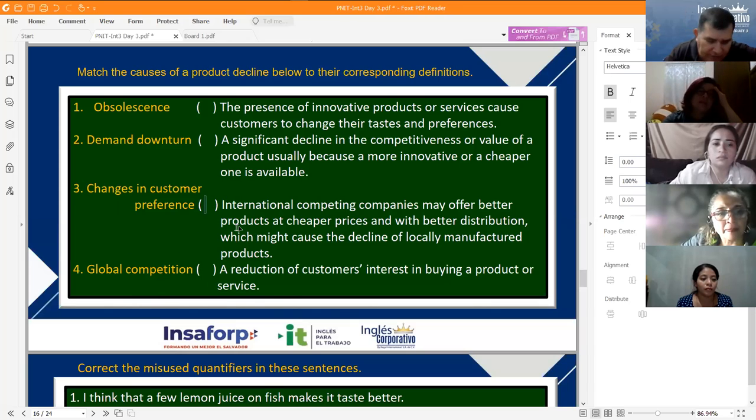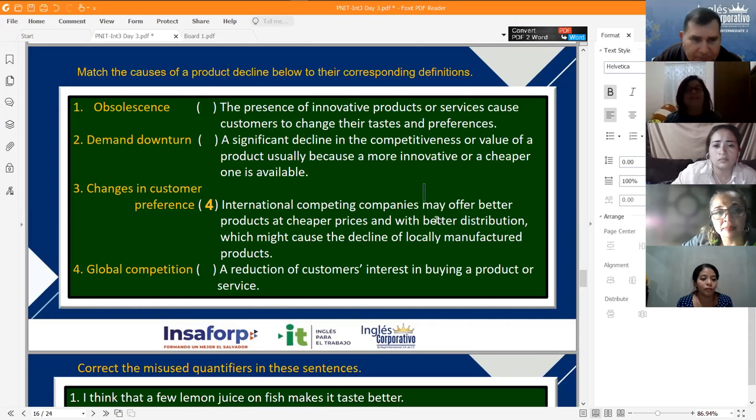So let us imagine that this is here. Number four. Ooh, change color. I say yellow. Did it change? Okay. Now, yes. All right. The other one. A significant decline. Okay, it's a demand downturn. The competitive value of a product, usually because of a more innovative or a cheaper one available. Obsolescence, number one. No, demand downturn.